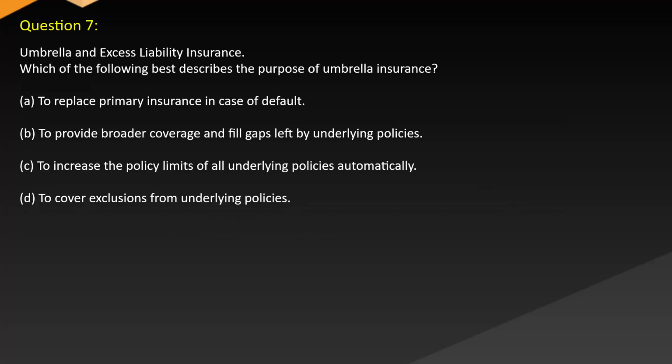Question 7. Umbrella and excess liability insurance. Which of the following best describes the purpose of umbrella insurance? A. To replace primary insurance in case of default. B. To provide broader coverage and fill gaps left by underlying policies. C. To increase the policy limits of all underlying policies automatically. D. To cover exclusions from underlying policies.